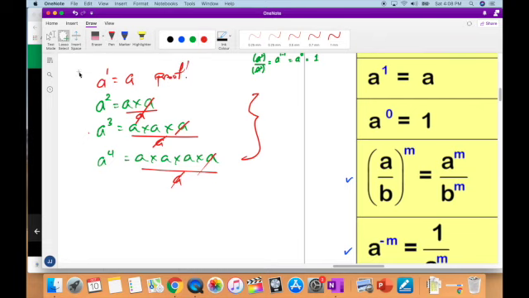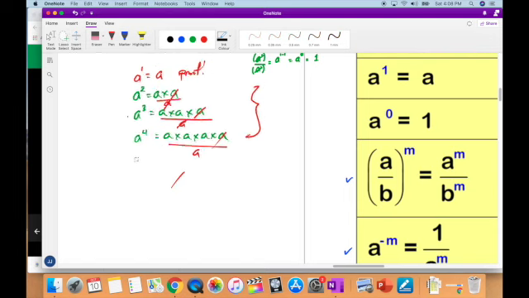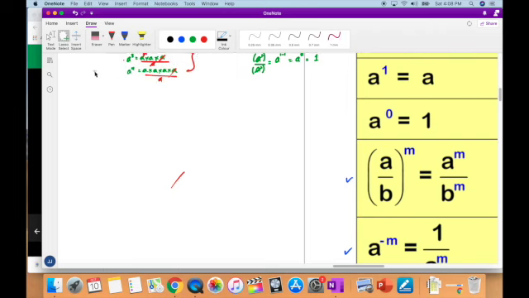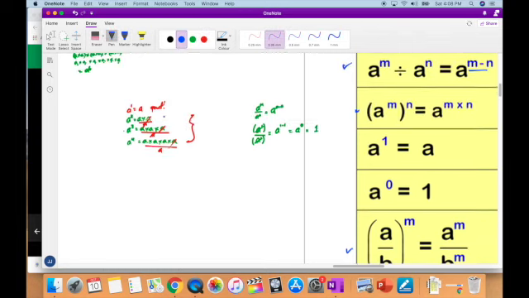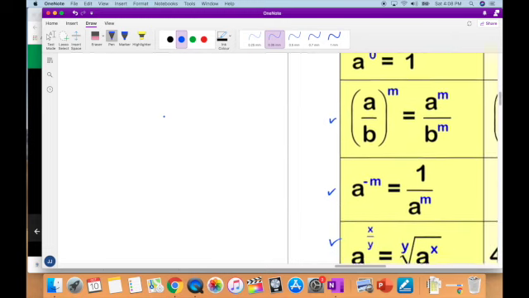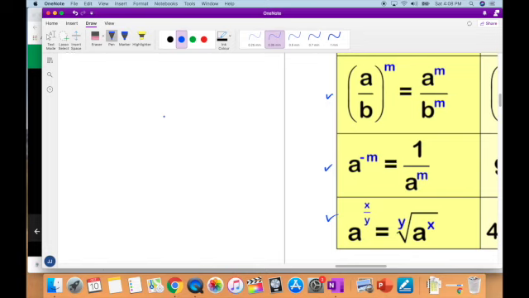Everybody understand? Alright, so sometimes when you want to prove something to be true, you have to use what you already know, and you have to make sure that whatever you are using is already understood to be true. You can't use something that is not proven yet. So anybody prove this one? Nobody proved this one?